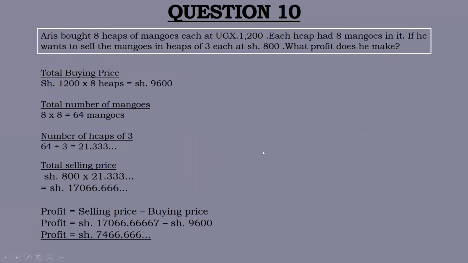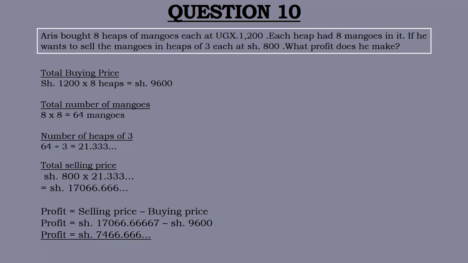But here I need the teacher's help and explanation somehow. Okay, the question was, Aris bought 8 heaps of mangoes, each at 1,200. Each heap had 8 mangoes in it. If he wants to sell the mangoes in heaps of 3, each at 800, what profit does he make? First, I had to find the total buying price. Since one heap, according to the question, is 1,200, I multiply that by the 8 heaps, giving me 9,600.